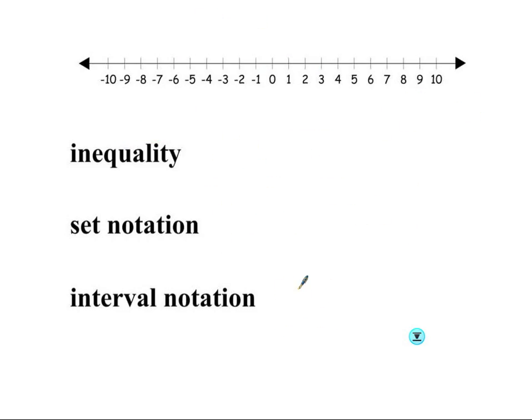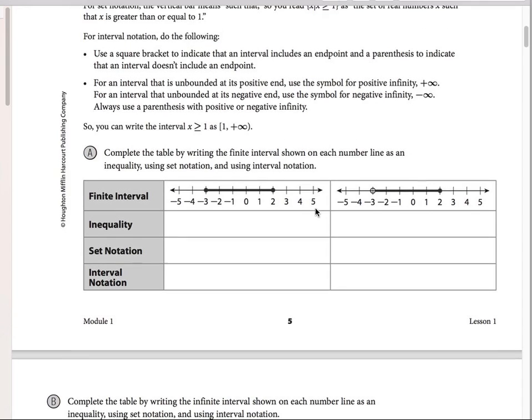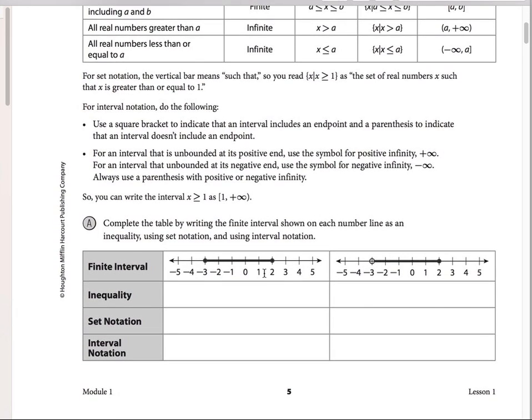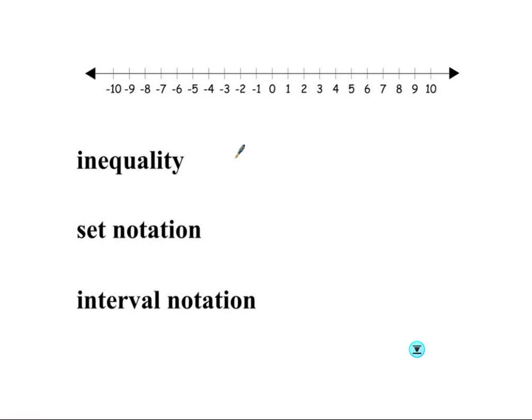Okay, so what I had you guys do after I showed you that example, I had you go to page 5 and do both of these two examples here. So page 5, you had to do A. Now after that, I showed you a different example. So this different example, I had a closed circle at 1, and then I shaded everything to the right and had an arrow at the end.